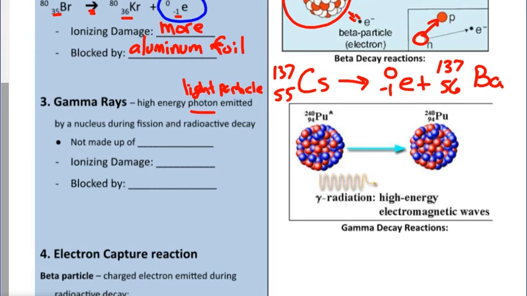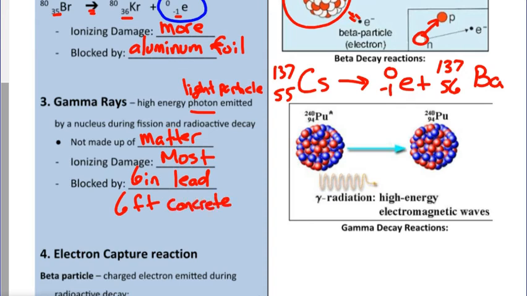It's important to know that because it is light, it's not made up of matter, which is why it is so incredibly damaging. So it is the most dangerous, the most penetrating form of radiation, and this has to be blocked by at least 6 inches of lead, a really dense heavy metal, or 6 feet of concrete. Right? You don't want to mess with this stuff. This stuff can really do some pretty serious damage to your cellular tissue.